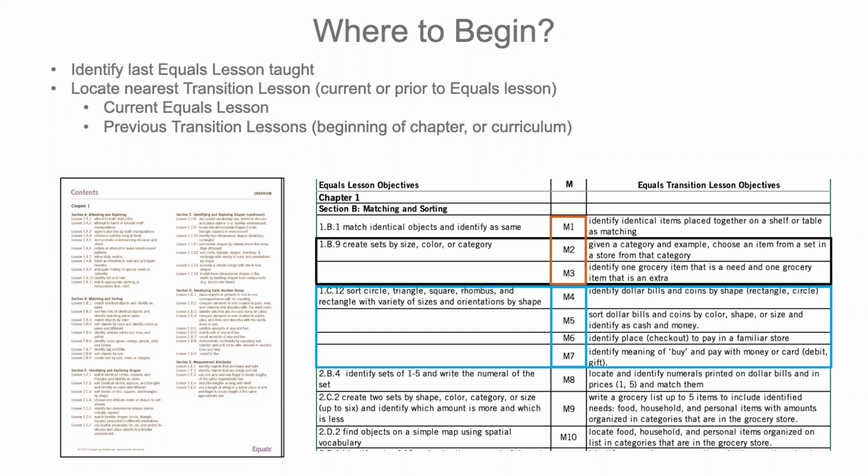When transition lessons are organized in a large block, like in this example here, you can also choose to spread those transition lessons out over multiple equals lessons. For example, after I teach transition lesson M4, I could decide to teach the next equals lesson 1C13. Then I could move on to transition lesson M5 and so on. As long as the equals lesson and the transition lesson order is maintained together and separately, it would not be advised to skip 1C12 to teach M4 first, for example.